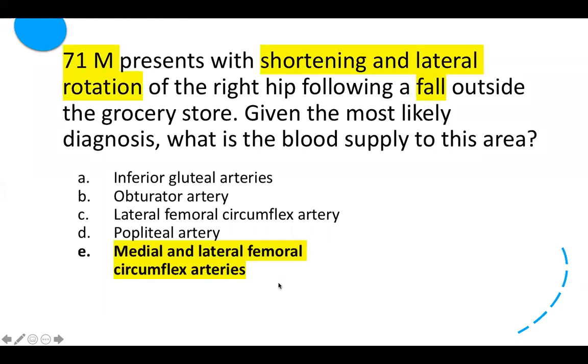Yeah, perfect. So it's the medial and lateral femoral circumflex arteries. And what diagnosis are you guys thinking of? Yeah, a neck of femur fracture. So the shortening and lateral rotation of the hip is a classic presentation of a neck of femur fracture. And you're worried about these arteries as it can lead to avascular necrosis. The lateral alone would not be, so the medial and the lateral together is what you're concerned about. And the rest of the arteries do not play a role in this.